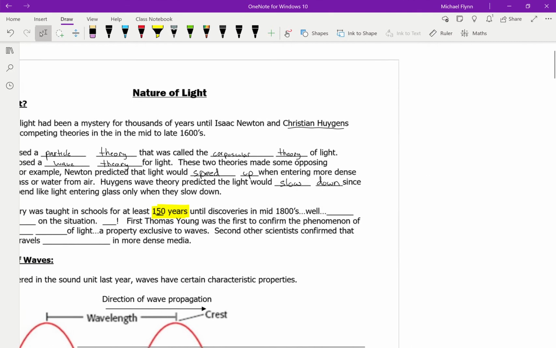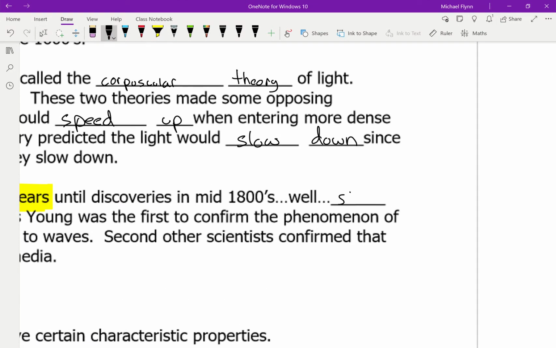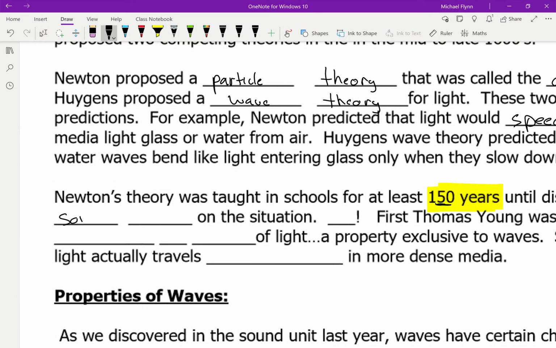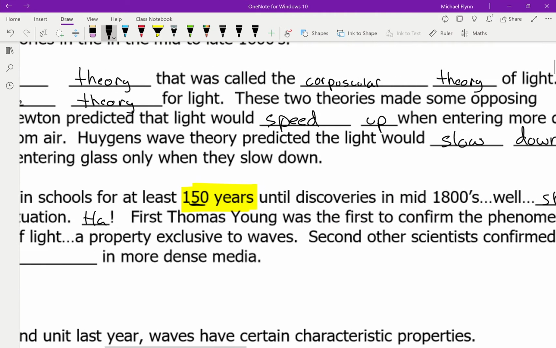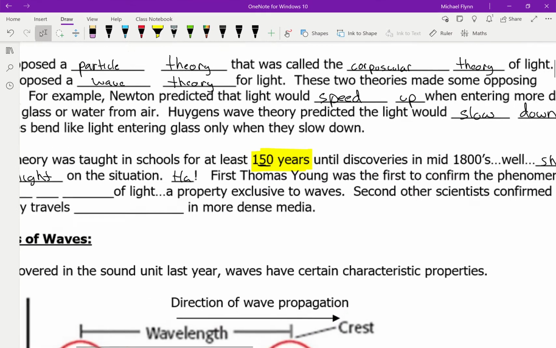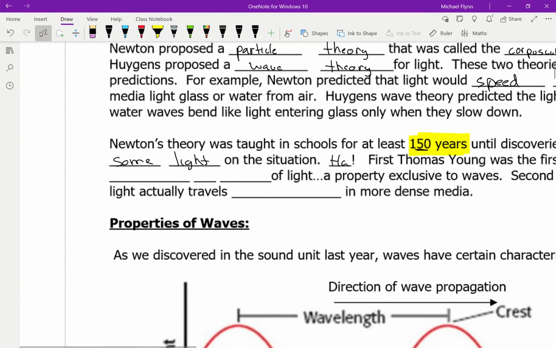These discoveries, this is my idea of a sense of humor. They shed some light on the situation. Ha. Please write that down in your notes, because it's worth writing down.